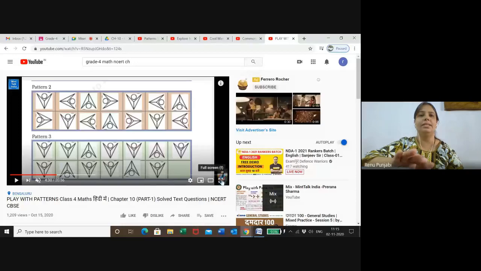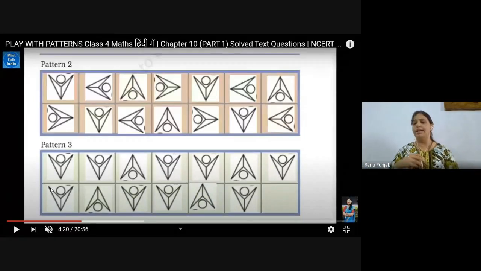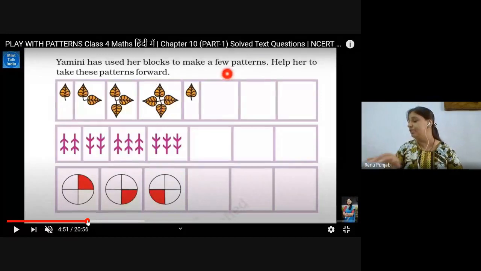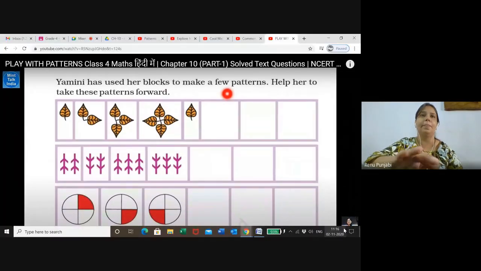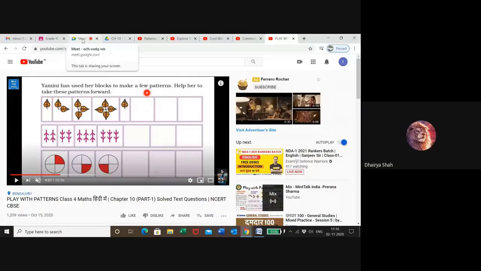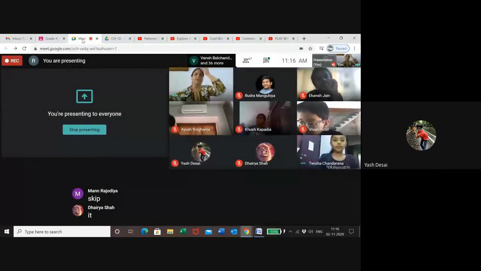So children, you can see the patterns here and later on you can complete it. Now let's discuss the next patterns on page number 109. First is 1 leaf, 2 leaf, 3 leaf. Which type of pattern is this? Repeated pattern or a growing pattern?